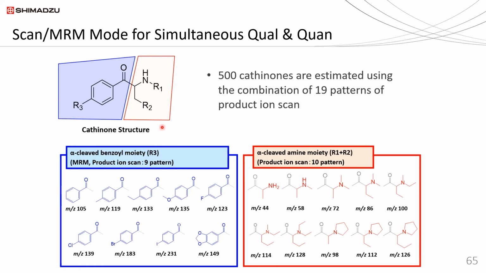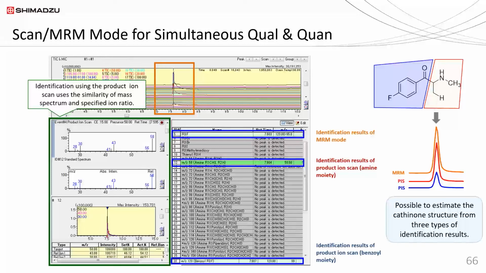These are the candidates that are screened with the forensic toxicological database. A combination of 9 patterns at the benzoyl moiety and 10 patterns at the amine moiety could provide a combination of 500 types of structures. And this is a screenshot of how it works in the software. The chromatogram window indicates 3 peaks that coincide at the same retention time, and this is a blown up figure of it. It consists of the MRM result, the product ion scan of the amine moiety, and the product ion scan of the benzoyl moiety.